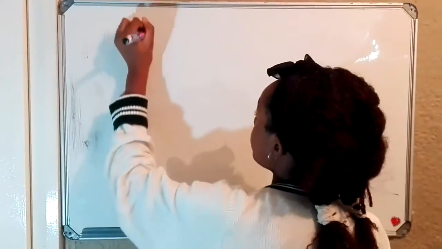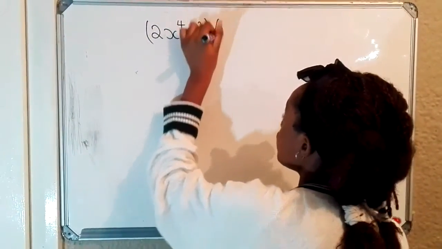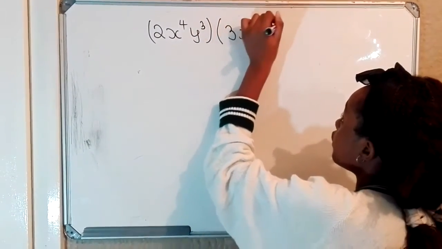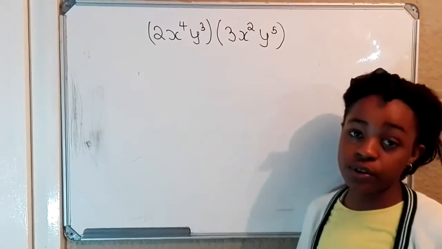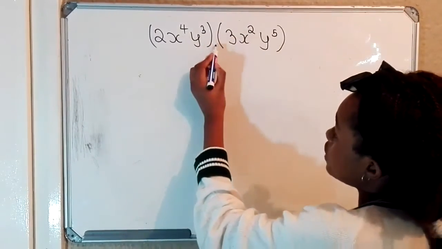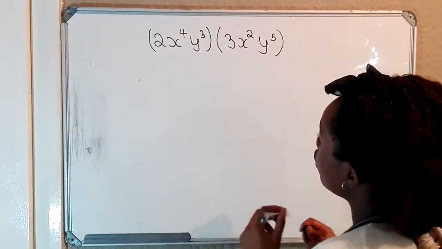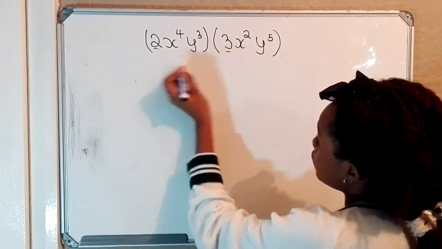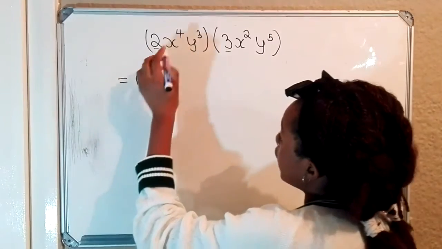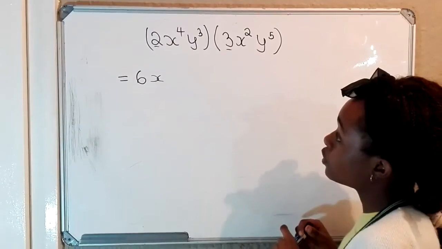Let's try this one. So you have 2x to the power of 4 and y to the power of 3, open brackets, 3x squared and y to the power of 5, okay? Feel free to pause the video and try this on your own, okay? So now we need to multiply this term by this term, because if there's no operation here, the default operation is multiplication. So we'll start with the coefficients. We'll multiply the coefficients. 2 times 3 is equal to 6.